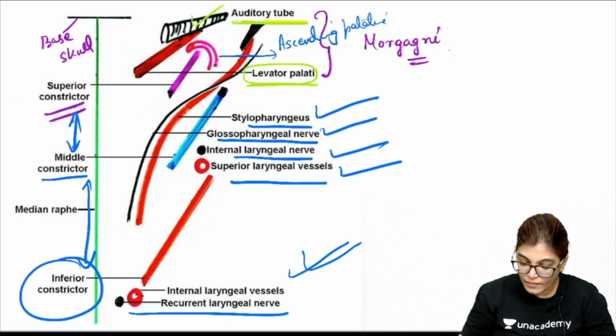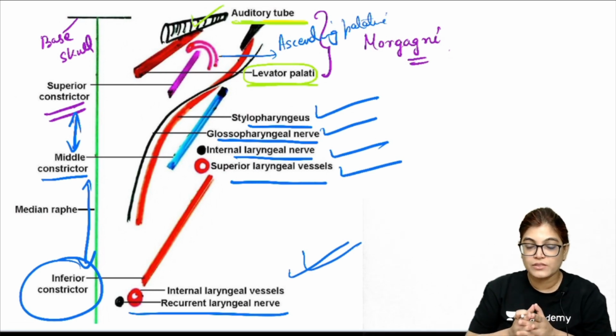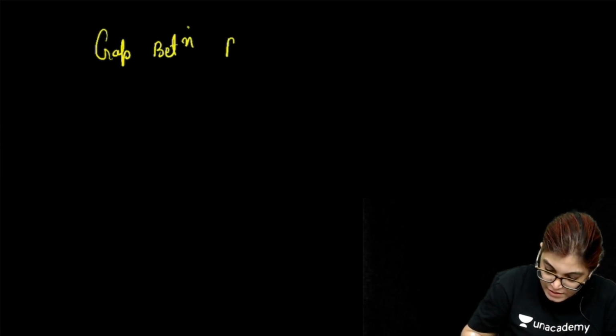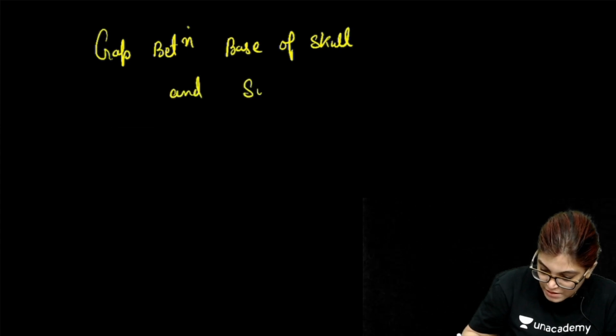So all these structures are shown here. Now I would like to tell you the details of each. This diagram is self-explanatory, but I would like to give you the details so that you can revise afterwards. So write down the gap between the base of skull and the superior constrictor muscle.